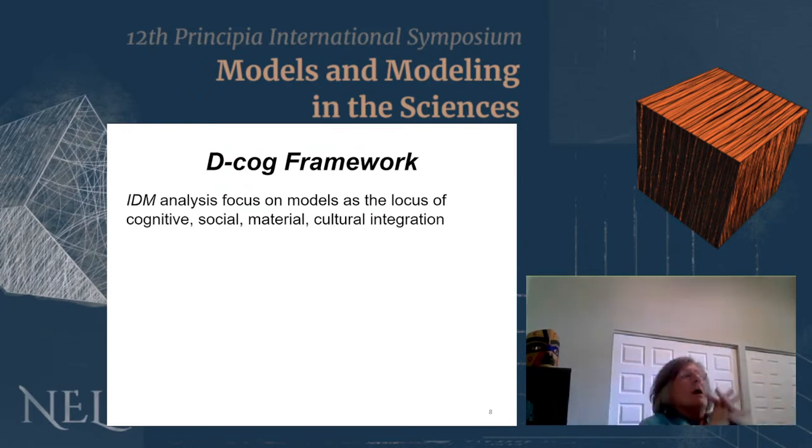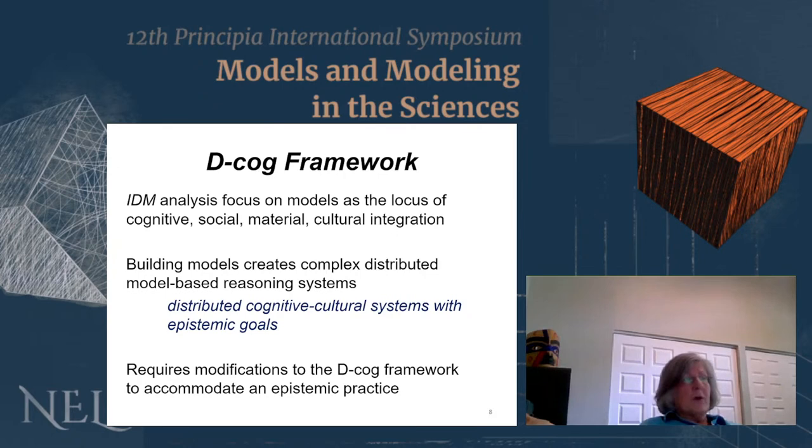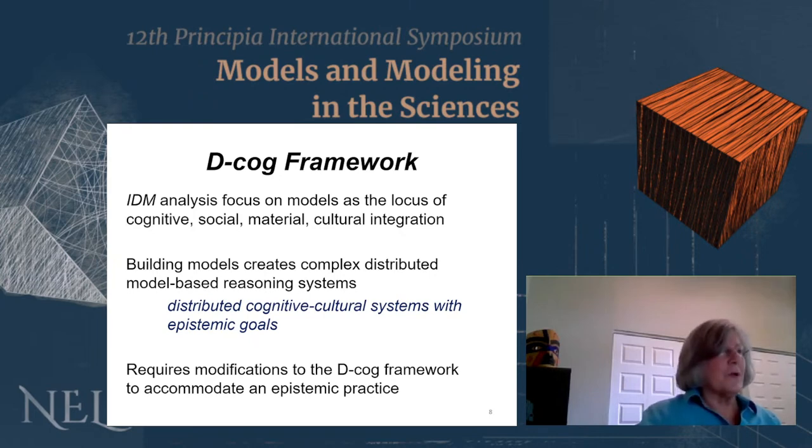I use the DCOG framework, but I also contributed to it and developed it in my book. The analysis in the book, Interdisciplinary Making, focuses on models as the locus of cognitive, social, material, and cultural integration in these settings. Building models, I argue, creates complex distributed model-based reasoning systems. I look at these systems as distributed cognitive cultural systems with epistemic goals. But it requires some modification because the DCOG framework has not been used really to study epistemic practices. And epistemic practices have certain requirements, for example, norms and issues of justification, that you don't have in studying other kinds of activities. But I'm not going to talk about DCOG today. That's the whole first chapter of the book. I'm going to talk about the second chapter, but just assume this as my framing that might help you make sense of some of what I'm going to say.